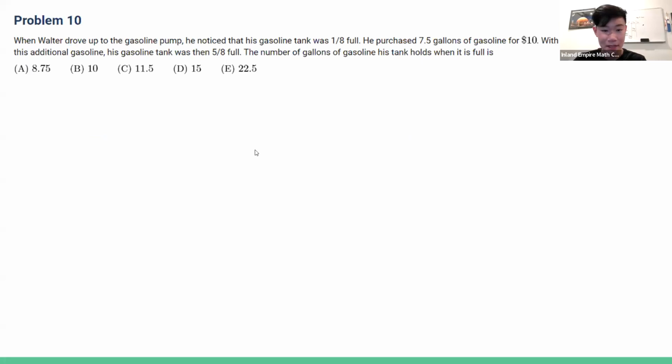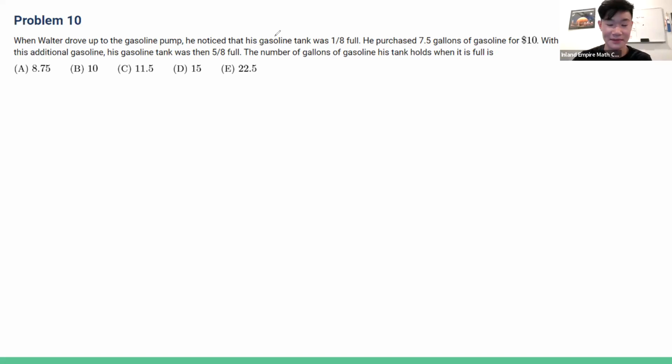For problem 10, the question asks, when Walter drove up to the gasoline pump, he noticed that his gasoline tank was 1/8 full. He purchased 7.5 gallons of gasoline for $10. With this additional gasoline, his gasoline tank was then 5/8 full. The number of gallons of gasoline that his tank holds when it is full is what?